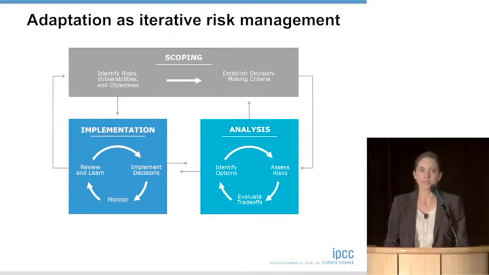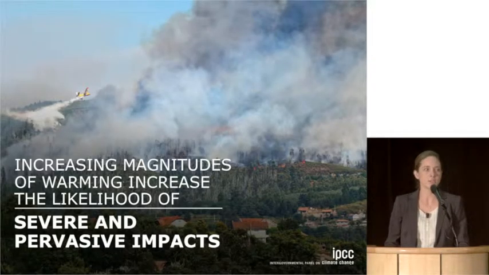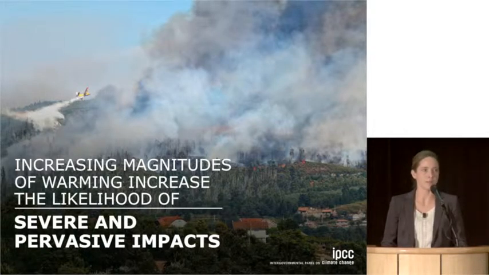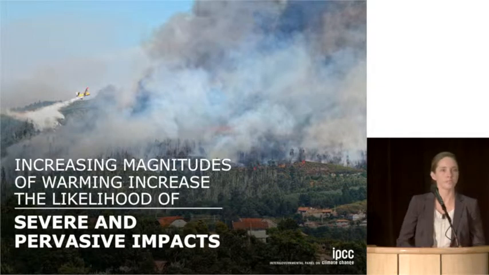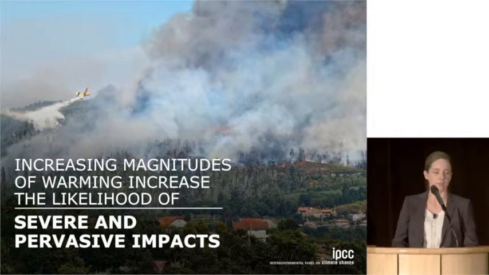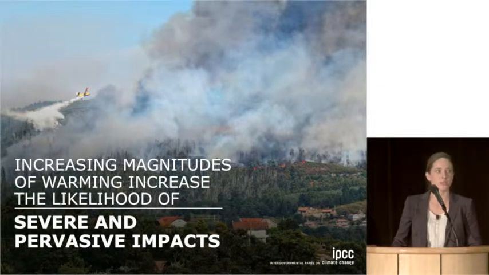So what are the risks? The report concludes most fundamentally that increasing magnitudes of climate change increase the likelihood of severe and pervasive impacts. There are key risks associated with food insecurity, water scarcity, biodiversity loss, risks from extremes like heat and flooding. And some of these would carry irreversible consequences in terms of biodiversity loss or large magnitudes of sea level rise from ice sheet loss.